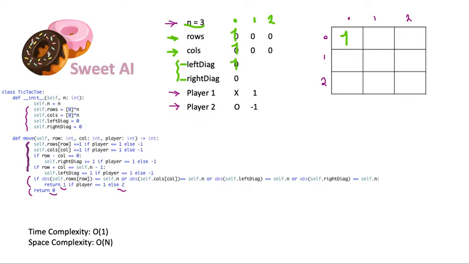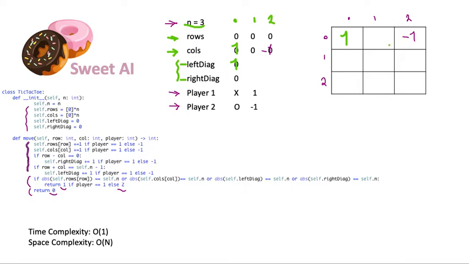Let's ask player 2 to make a move. Player 2 makes a move and puts -1 here, which is at index 0 for the row, and it's here. 1 plus -1 is going to be 0, and it is at index 2 of the column, so we are going to update the column 2 to -1, right?